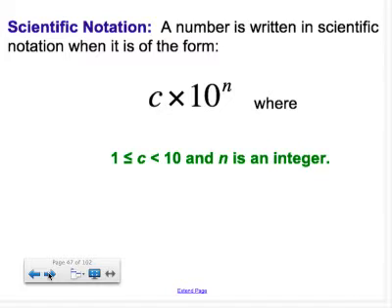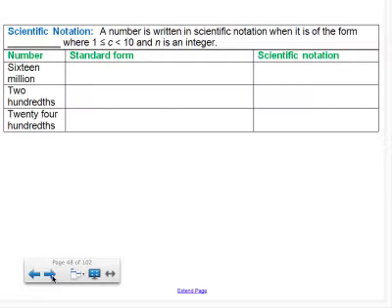So, what is scientific notation? A number is written in scientific notation when it is of the form c times 10 to the n, where c is some number between 1 and 10. That's the big thing: you've got to remember c has got to be a number between 1 and 10. Obviously this is what you see on your notes.